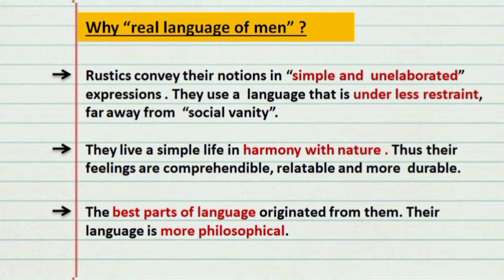Also, the rustics live in close connection with nature, and thus their feelings are more comprehensible, relatable, and more durable. Even Wordsworth is of the opinion that the best parts of language have originated from them and their language is more philosophical. So, when neoclassicals were thinking that philosophical language comes from educated people, from highly sophisticated languages, Wordsworth and Coleridge believed that it is from the rustics, the common people, that we get the best language. Their language is the most philosophical one.